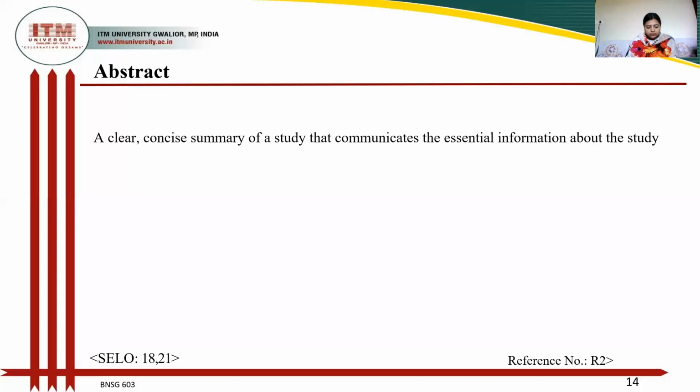So next comes the abstract. Okay, so what is abstract? A clear, concise summary of the study that communicates the essential information about the study. So that is called as abstract. Abstract का मतलब क्या है? जब हम स्टडी करते हैं, पूरा स्टडी हमारा जब खत्म हो जाता है, खत्म होने के बाद हम इसको छोटी सी शब्द में कहने के लिए कह सकते हैं इसका सारांश.